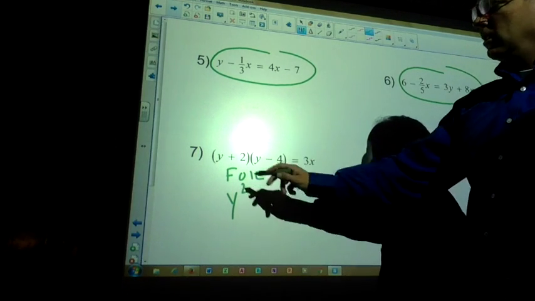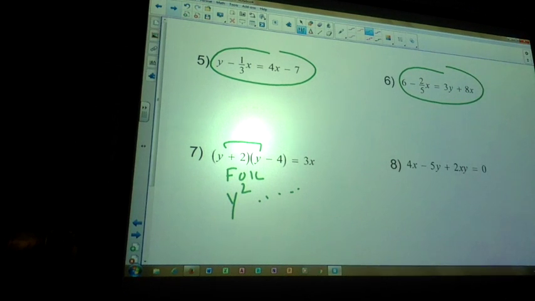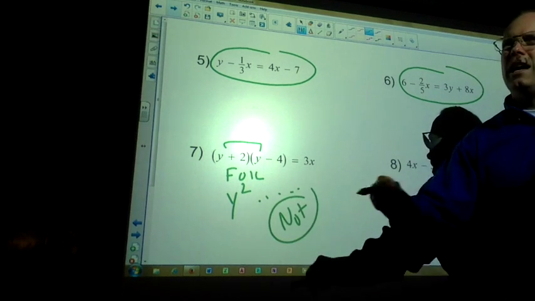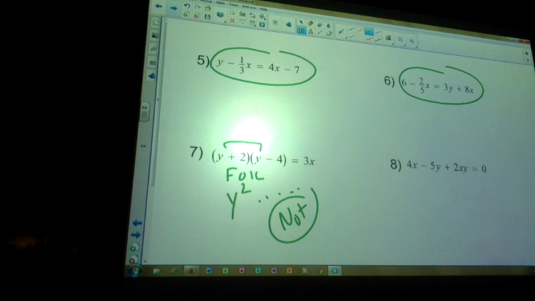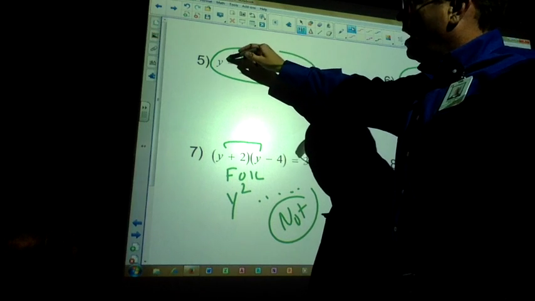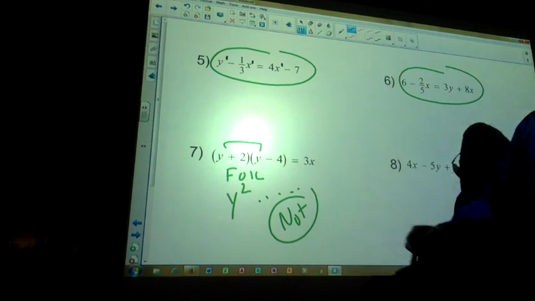How's it y squared? Y times y. Okay? So if that takes place, this is not linear because now I have something that's squared. Yeah? I don't get how the first ones are linear. Okay. So the big clue here is my y value is to the first power, and my x values, even though I have multiple of them, are both to the first power.